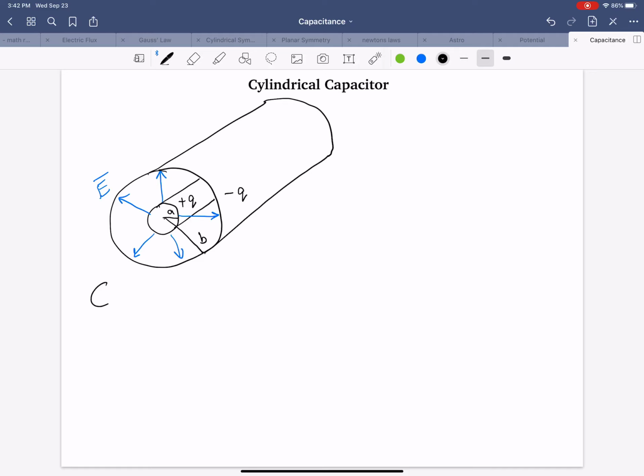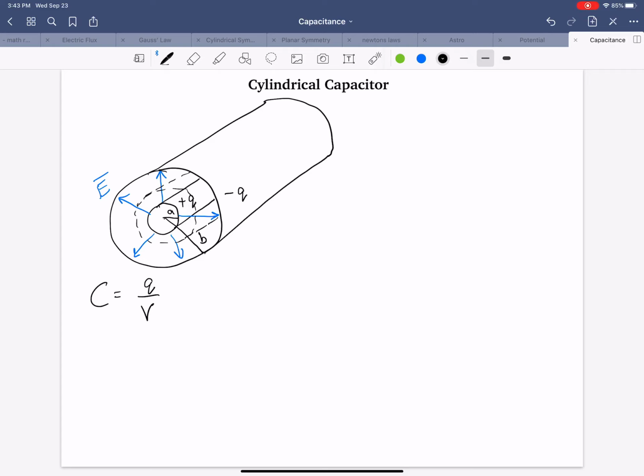Remember, capacitance is C equals Q over some delta V, which I'll just write as V, so Q over the voltage. So let's find an expression for charge. Let's find how much total charge is on the inside in relation to the electric field that charge creates. The easiest way is to use Gauss's law. That means we need a Gaussian surface that symmetrically surrounds the charge configuration in question.